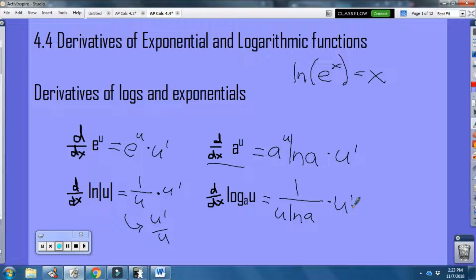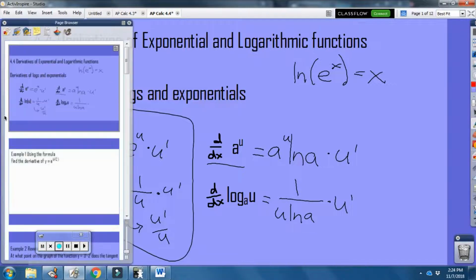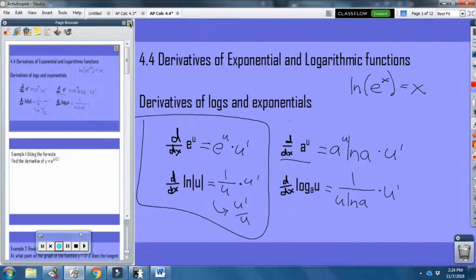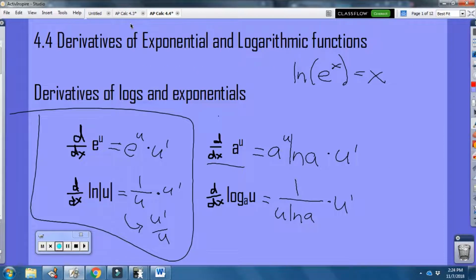The 2 that we're going to use the most are these 2 right here. You need to have those memorized. They're pretty easy to remember. Just remember that the derivative of e to the u, or e to the x, is e to the x, and the derivative of natural log of x is 1 over x. And then this part here, we're just using the chain rule.